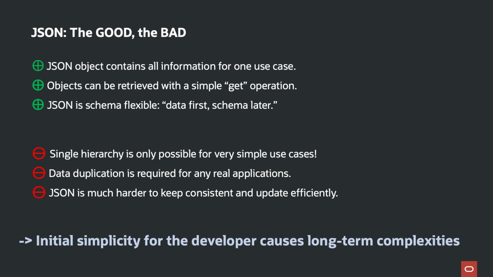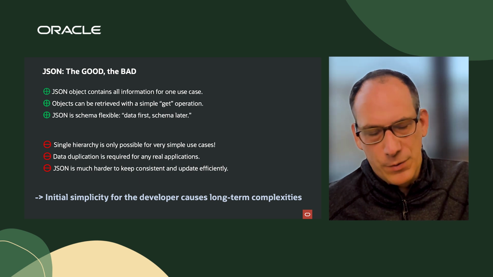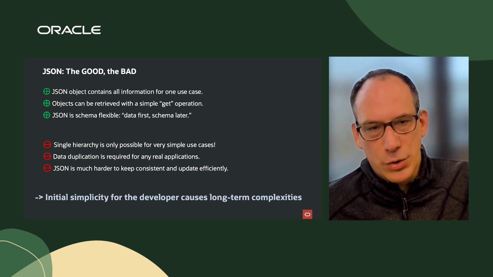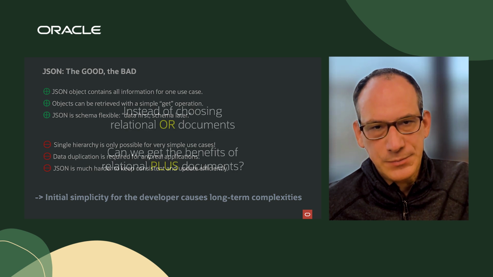And at the moment you duplicate data, the problem is actually not that you may waste some disk space. Disk space is very, very cheap. But duplicate data means that updates are getting more complex. Now you have to update many more places. And also your data could be inconsistent, leading to application problems, maybe wrong decisions, etc. So the conclusion at this point is that this initial simplicity that JSON offered for the developer causes long-term complexities if you have to bring data into different shapes.